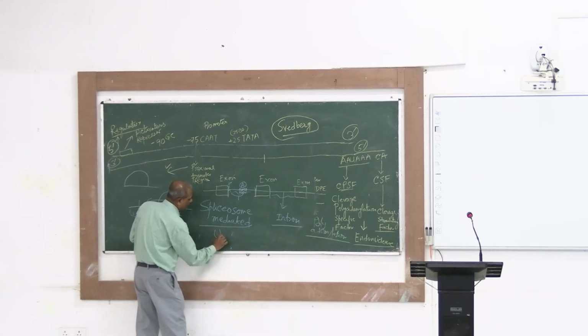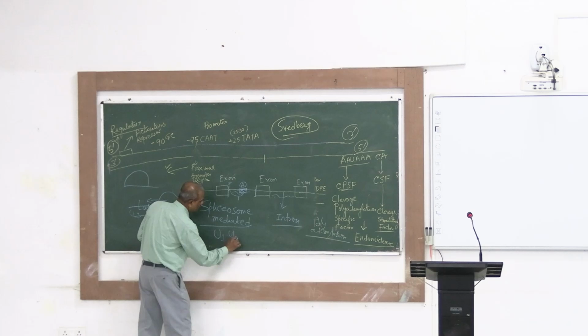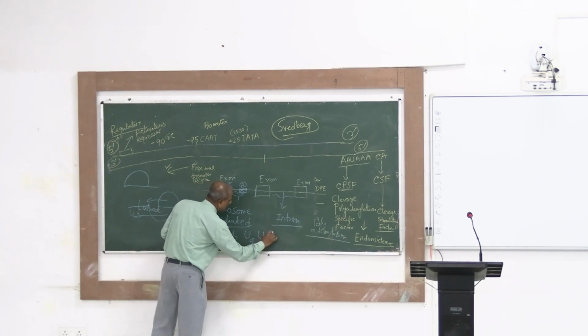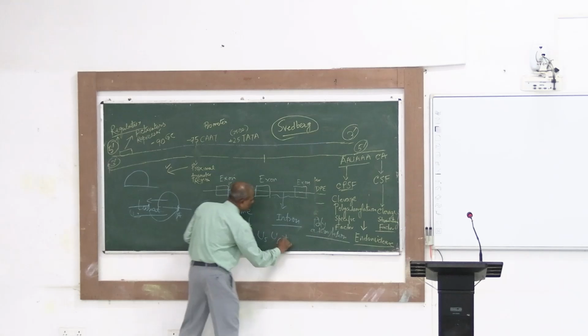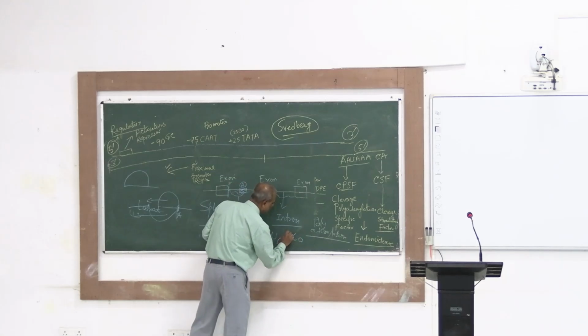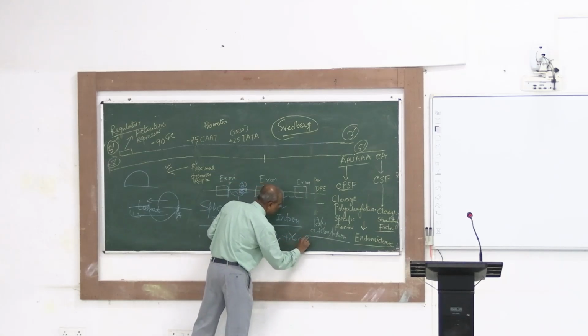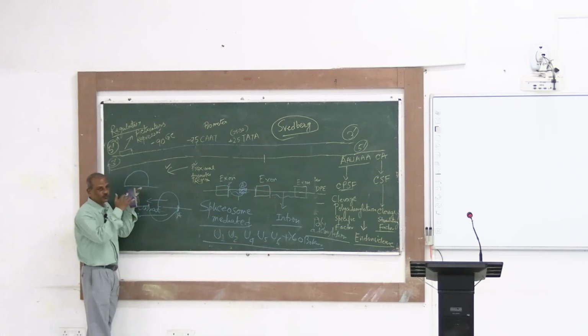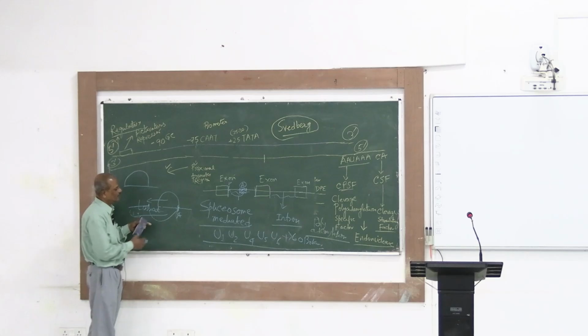Say a number of U1, U2, U4, U5, U6, and almost 60, more than 60 proteins are involved. So, this forms a spliceosome.